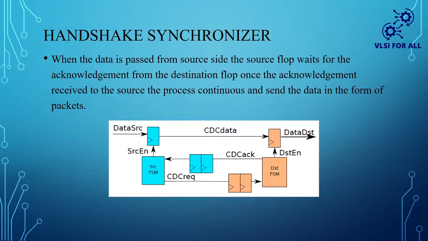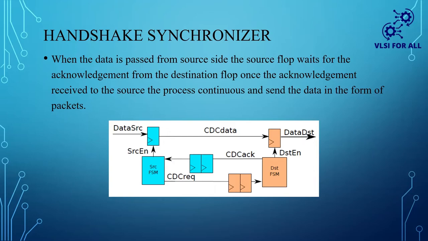Next, handshake synchronizer. So what is a handshake synchronizer? Here, whenever the data is passed from the source side, it is directly received on the destination side. So what this handshake mechanism does is that first we pass the data, and when we pass the data, it is automatically received at the destination side.